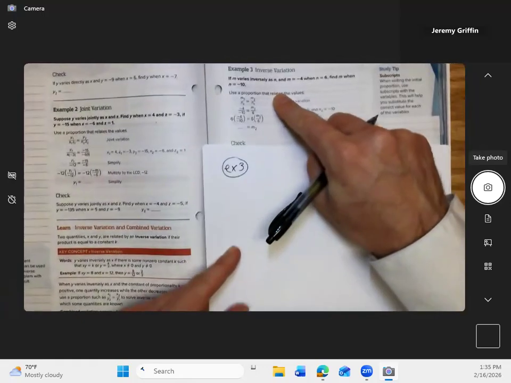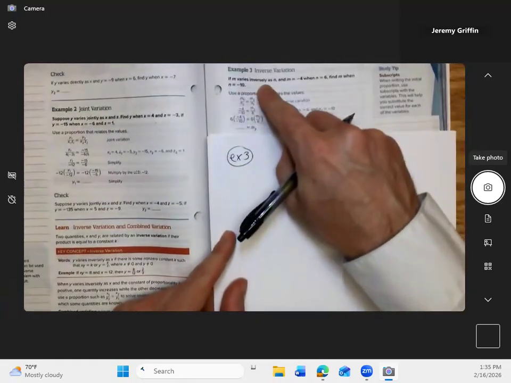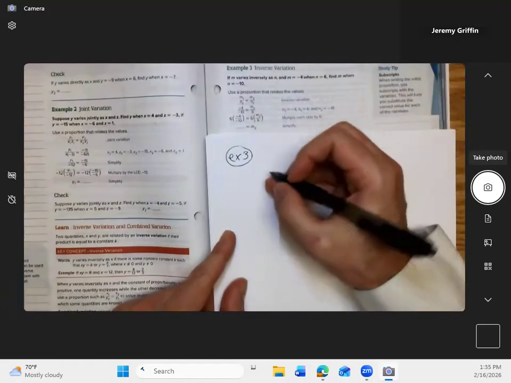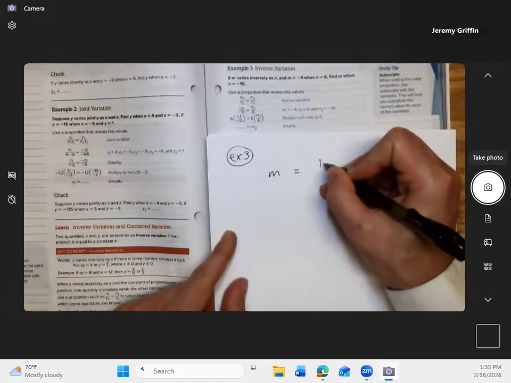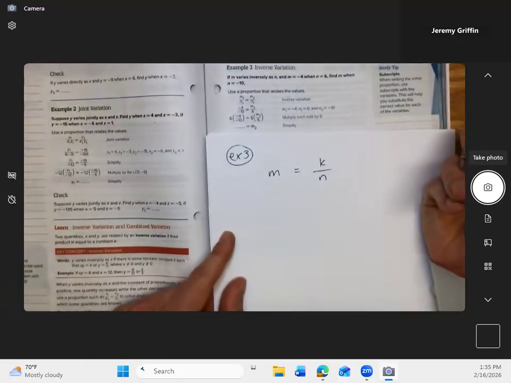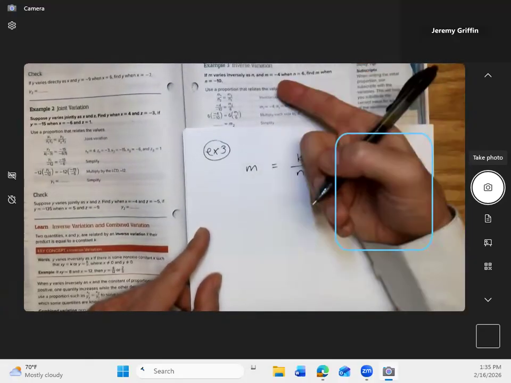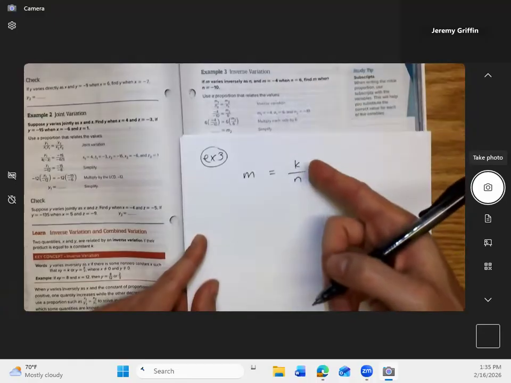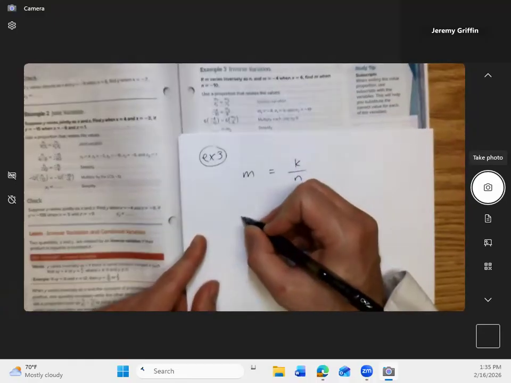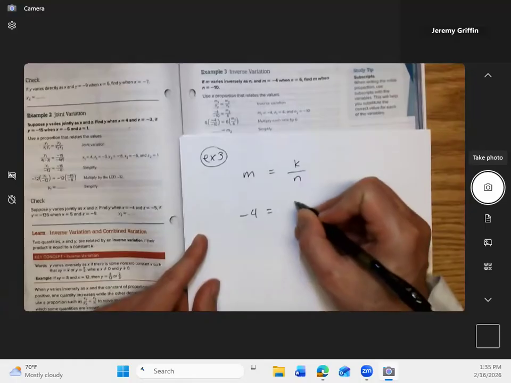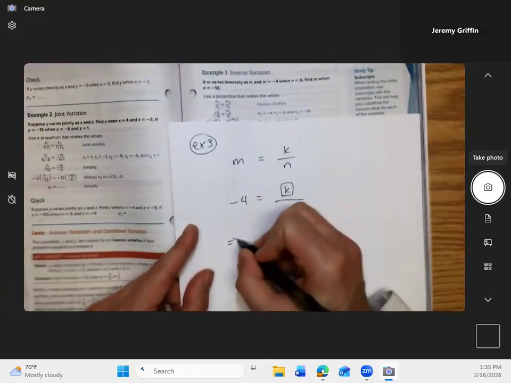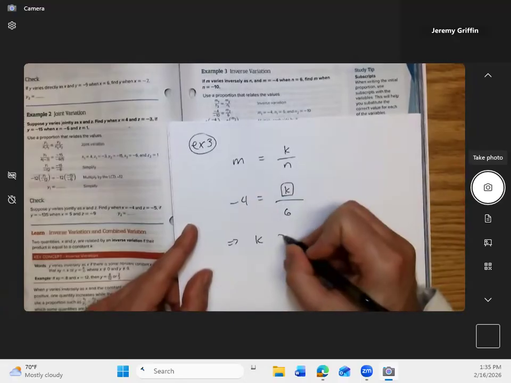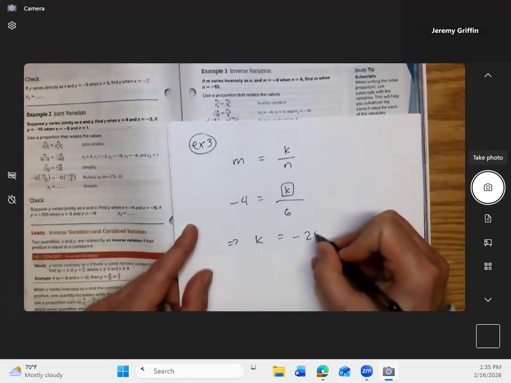So example three. Inverse variation. So m varies inversely with n. So we could say m is proportional to 1 over n, or m is equal to k divided by n. Okay, m is -4 when n is 6. That means that this k value right here, cross multiplied by 6, is -24.